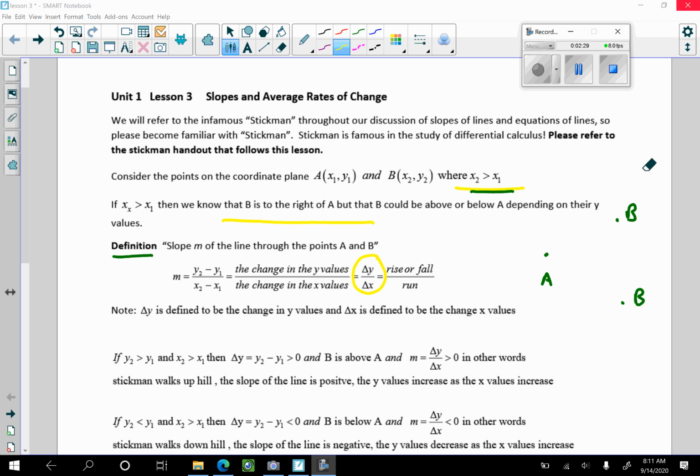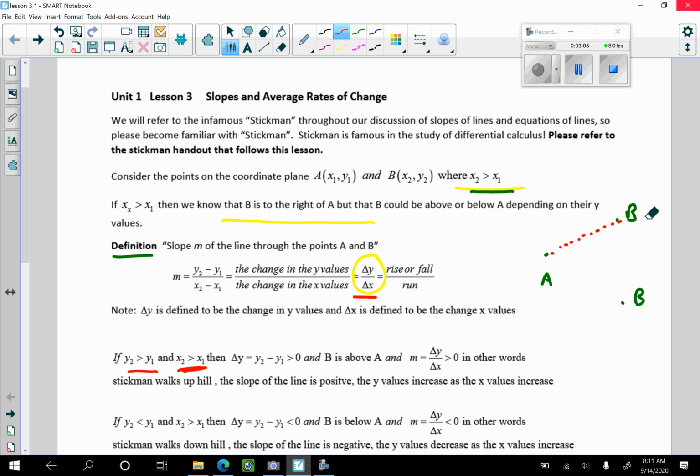We will use this notation, delta y over delta x, multiple times later on this year and next year in calculus. So if we consider where y sub 2 is greater than y sub 1, and keep in mind the x condition is always going to be true, we define it to be true, then delta y is going to be greater than 0, B is above A, and delta y over delta x is going to be positive. In other words, Stickman is going to walk uphill. The slope of the line is positive, the y values increase as the x values increase, walking uphill.